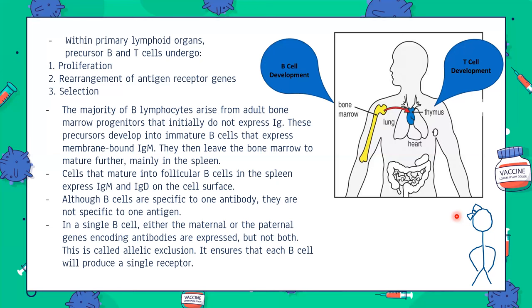And the reason for that, you guys don't have to know right now. You will learn more about it later on. But for now, just know that from the bone marrow, the naive, immature B cells that we have are going to have membrane-bound IgM. And then when they mature into follicular B cells in the spleen, they're going to express IgM and IgD on their cell surface.